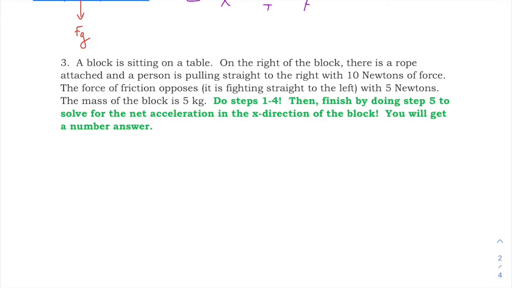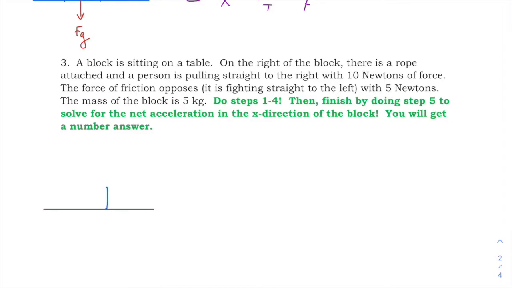The force of friction is going to oppose it, which means it's going to be going to the left. If you picture it's like a tug of war, somebody's pulling with 10 to the right and friction's fighting with 5 to the left. You can picture that the overall block is going to move to the right. Let's just draw this down and always draw our picture.